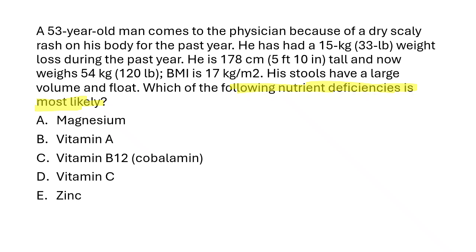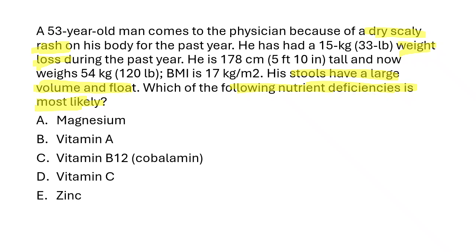So here we've got a 53-year-old man. I don't care too much about demographics, but they've got some dry, scaly skin on their body. They've got some weight loss. They've got a low BMI, which I don't care about because they already told us weight loss, so that's the same thing twice to me. And then stools have a large volume and float. So we've got a few clues to work on here.